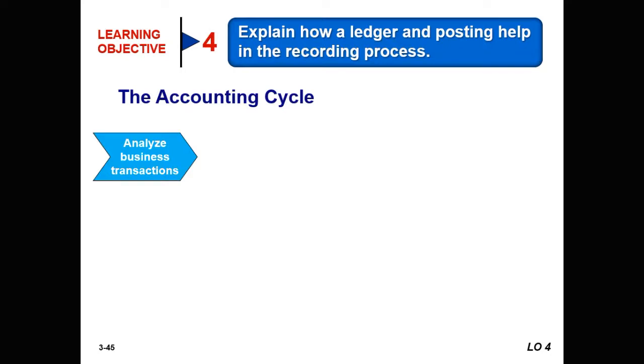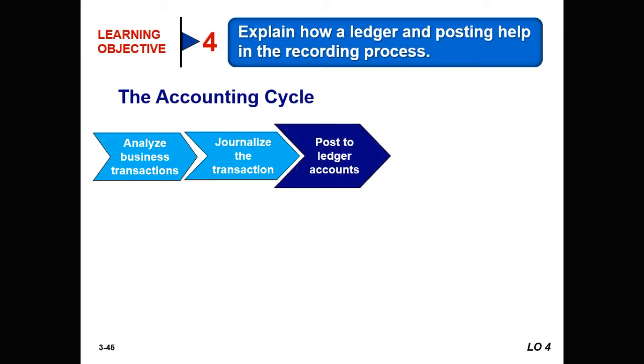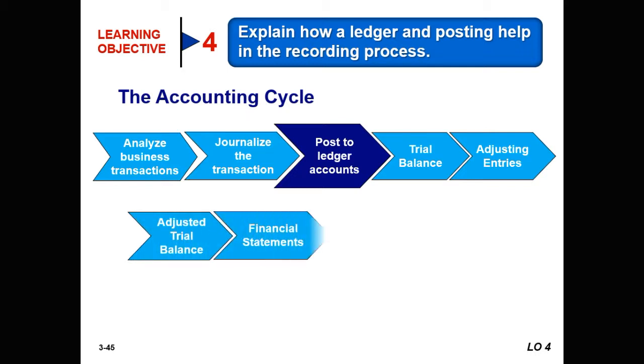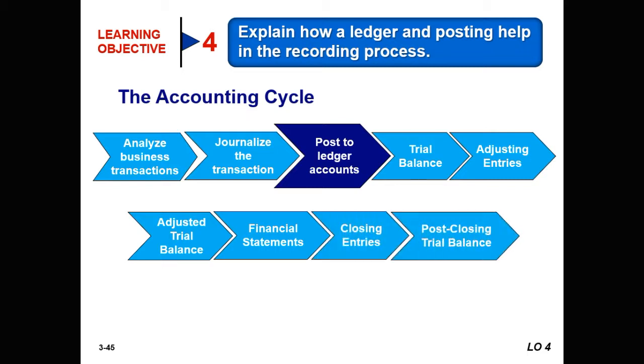Continuing to move through the accounting information system. So we started analyzing the business transactions. We've journalized the transactions. Now we're going to talk about posting to the ledger accounts. Eventually we'll move on to the trial balance. In later chapters, we'll talk about adjusting entries and the adjusted trial balance. Eventually we make the financial statements, engage in closing entries, and prepare the post-closing trial balance.